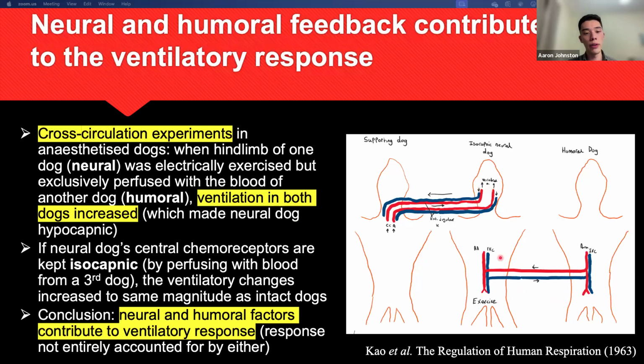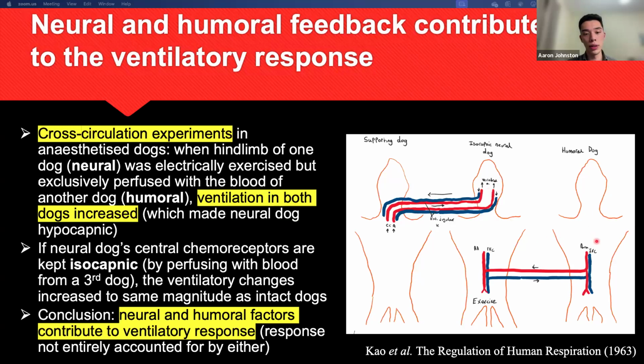And what they found is in the isocapnic neural dog, so this dog is again being perfused with blood from a non-exercising dog via its central chemoreceptors. So it's not got an error signal there. Its ventilatory response increased, suggesting that direct afferent feedback from the exercising muscles alone was enough to increase ventilation in the absence of changes in the systemic factors experienced, or the error signal experienced, at the central chemoreceptors.